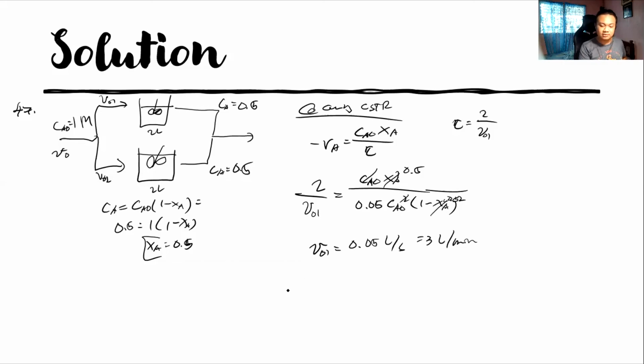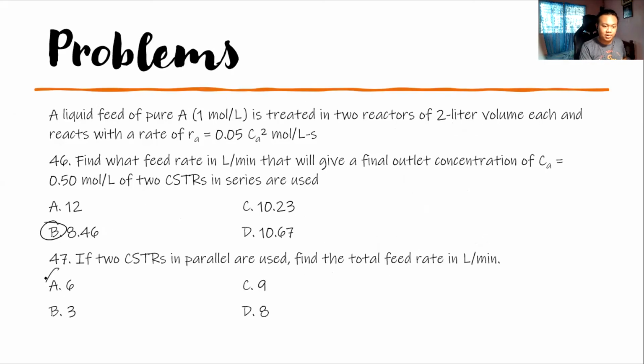And then you get VO2 also equal to that. So the total VO is 3 plus 3, equal to 6. So number 47 is letter A.